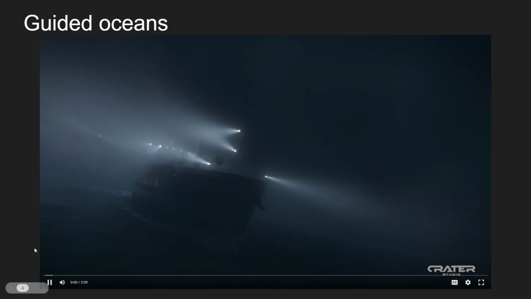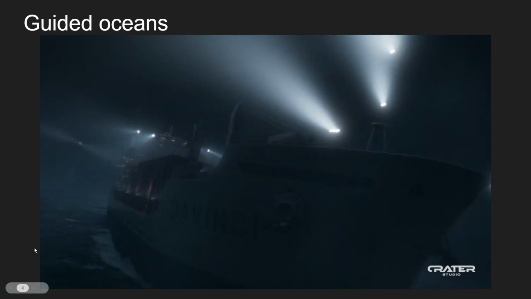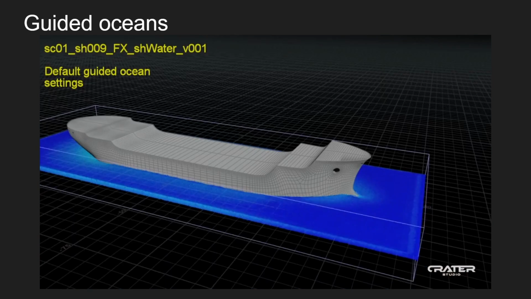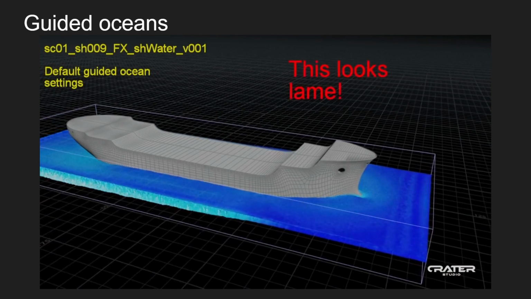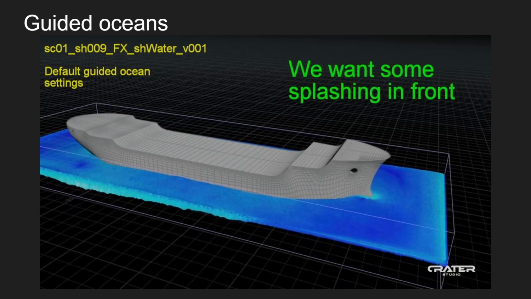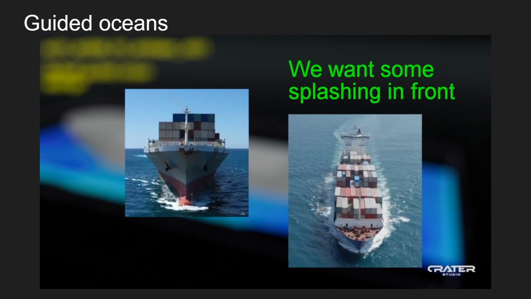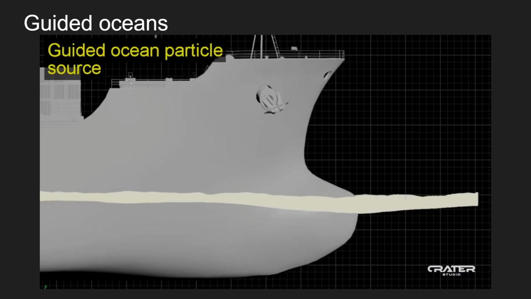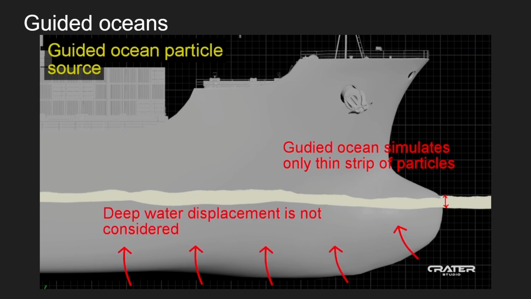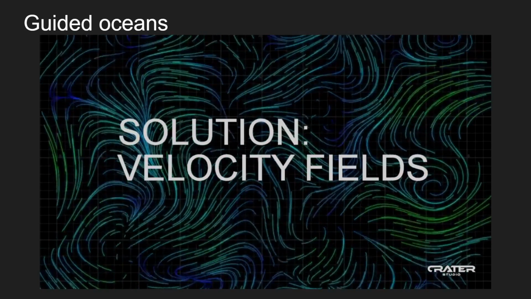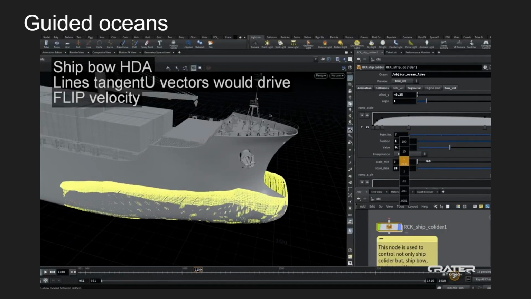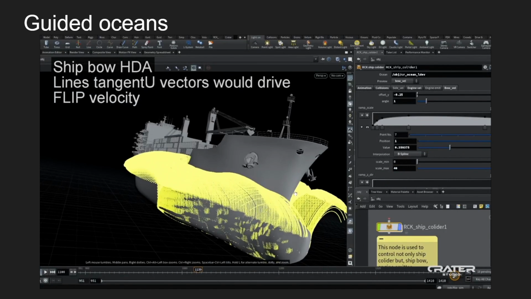Okay, so after that test, this was one of the first shots in the sequence, and Igor was supervising me, giving me advice on how to solve it. And this lame thing is the first version of this, and I want this. So the problem with guided oceans in Houdini is that you simulate one tiny strip of water, and as you increase the resolution of your simulation, that strip becomes thinner and thinner. So at some point it might become less than half a meter.